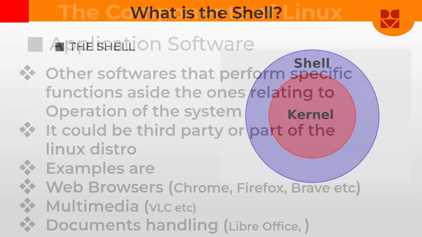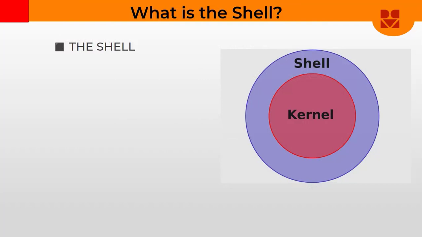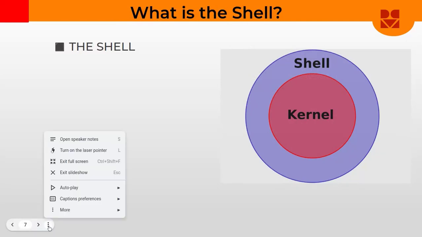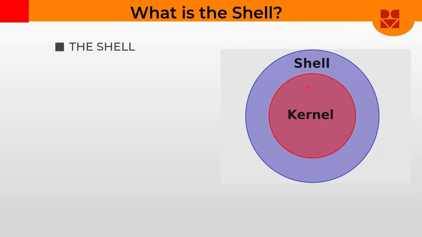Okay, so now that we are done with the components of the Linux operating system, let's look at what the shell is, right? Looking at the diagram here, we could see that the shell surrounds the kernel, just like the fruit and the nut, right? The fruit is the shell and the nut is the kernel. So what is the shell?